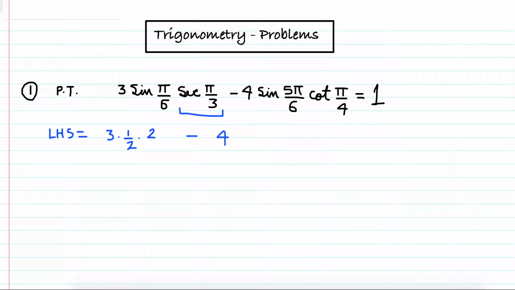sine 5 pi by 6. So we can write it as sine pi minus pi by 6. And cot pi by 4 is 1 divided by tan pi by 4, and tan pi by 4 is tan 45 degrees, which is 1. So our left hand side is 3 minus 4. Sine pi minus x is sine x.